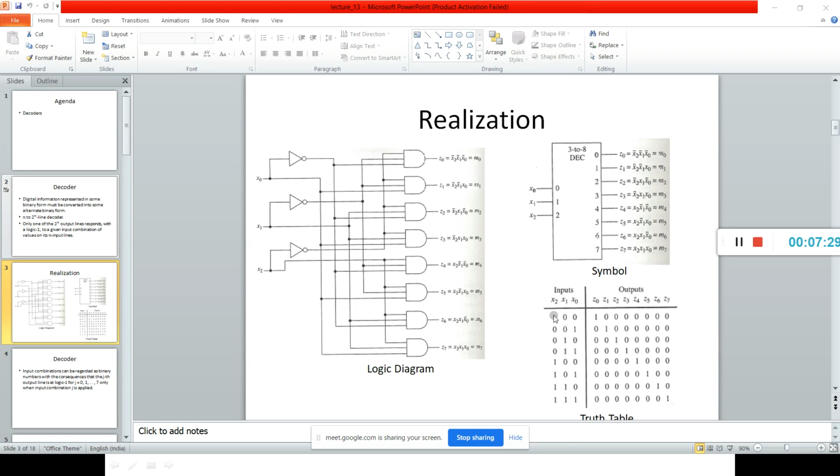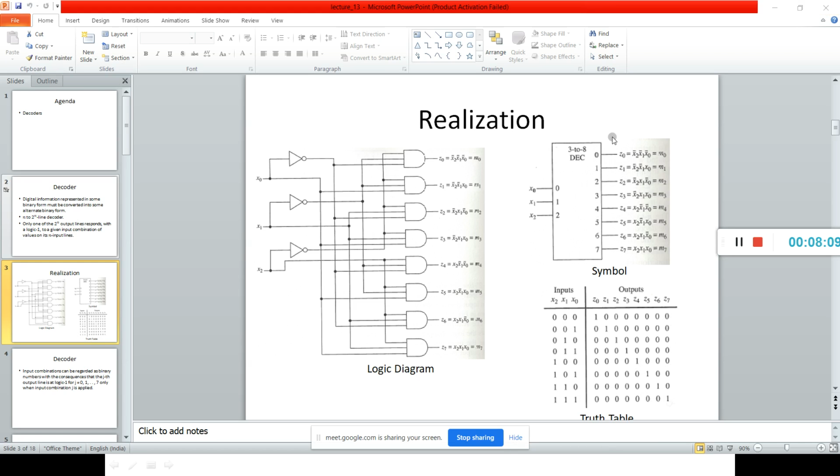So these outputs are generated with the help of these AND gates and these NOT gates. Okay. Truth table also says that. See, if the input x2 is 0, x1 is 0 and x0 is 0, Z0 is selected. If it is 0 0 1, Z1 is selected, all others are 0. 0 1 0, Z2 is selected, all others are 0. Similarly 0 1 1, Z3 is selected, all others are 0. Similarly, up till 1 1 1, we have selected Z7. For 1 1 1, output line Z7 is 1 and all others are 0.